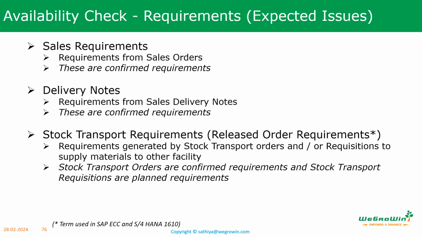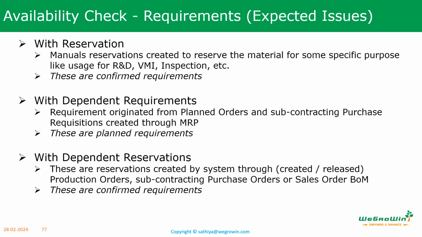See, why I am telling these planned requirements and the confirmed requirements here is that we need to set accordingly. There are some organizations which will say that we want to consider only the confirmed orders. There are some organizations which will say even if it is planned, it is fine, we want to consider them in the availability check, right? So it depends on how the organization is setting it based on supply chain policy.